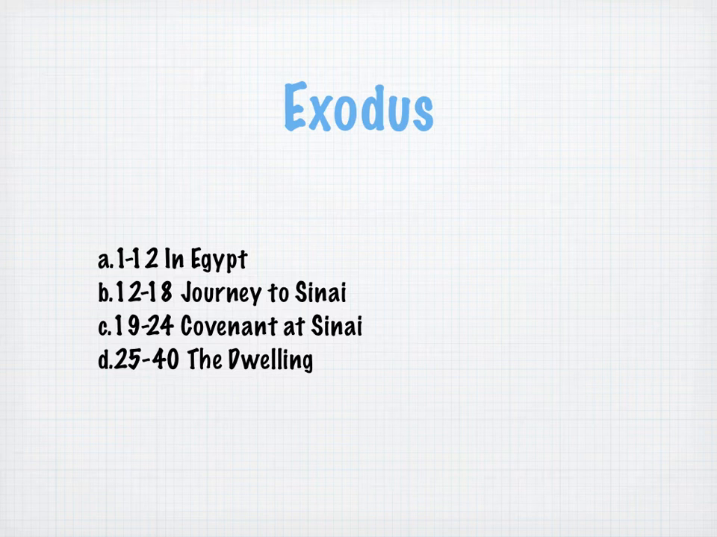While at Sinai, the commandments and the covenant are given to the people. We also find that they have fallen into idolatry while Moses is up on the mountain. Then the description of the dwelling.